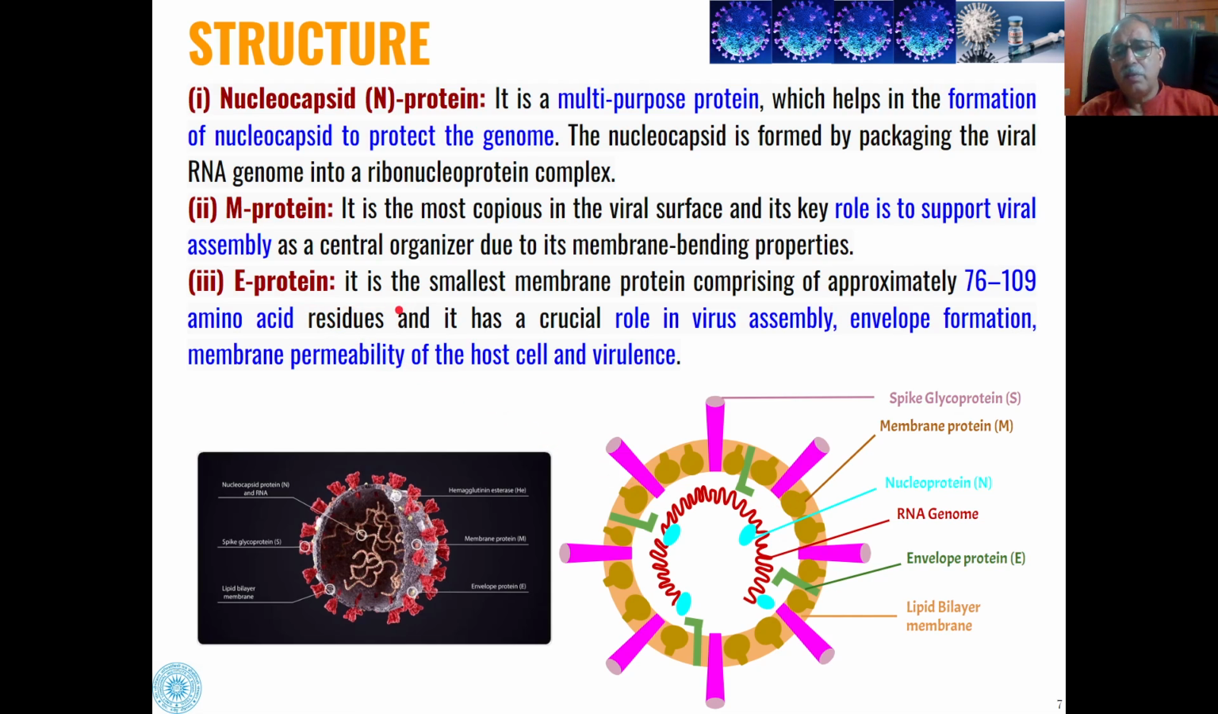Then the E protein. The E protein is the smallest membrane protein, and it comprises 76 to 109 amino acid residues. It has a crucial role in viral assembly, in envelope formation, and in membrane permeability of the host cell and the virus. So this helps in attachment of the virus to the host cell.